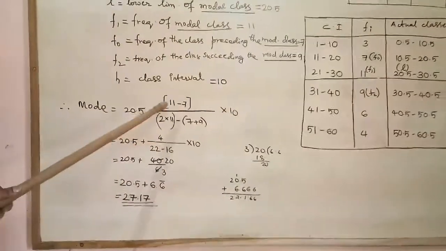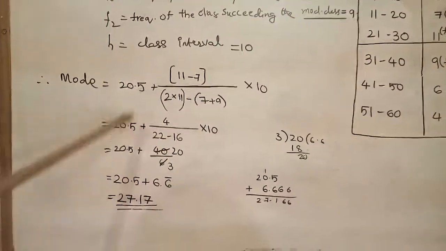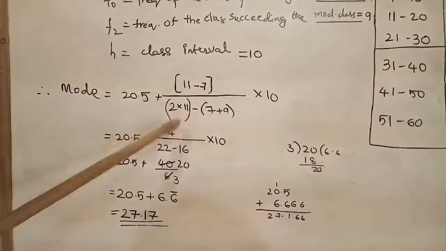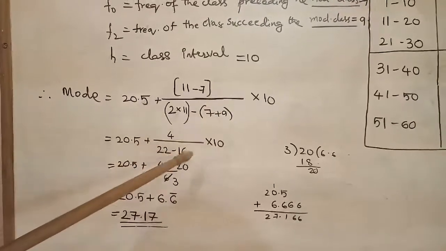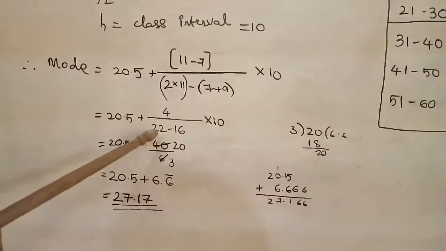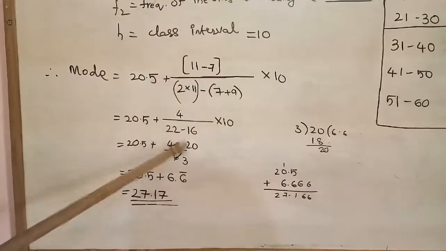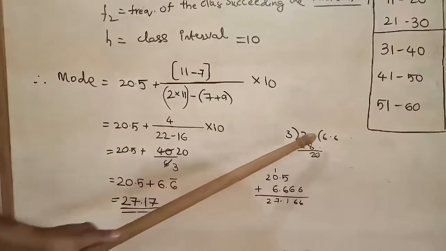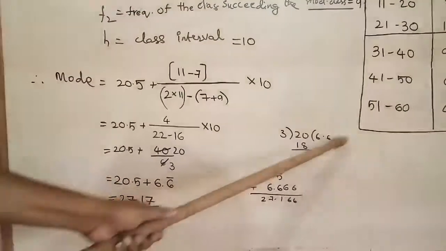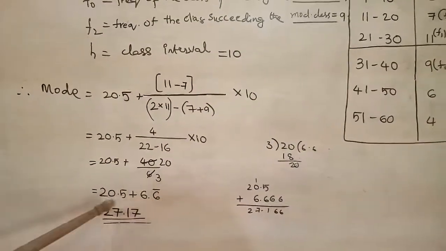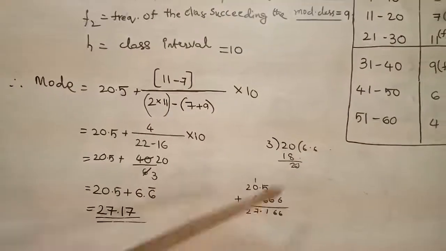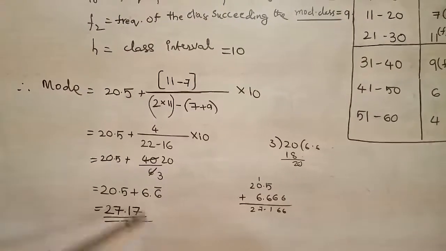Substituted here as written: 11 minus 7 is 4. 2 elevens are 22, minus 7 plus 9, which is 16, into 10. Here 4 tens are 40, and 22 minus 16 is 6. Now simplify, you will get 20 by 3. Dividing 20 by 3, you will get 6.666 and so on, 6.6 bar. Now add this and this, and you will get 27.166 and so on. 27.17 is the answer.